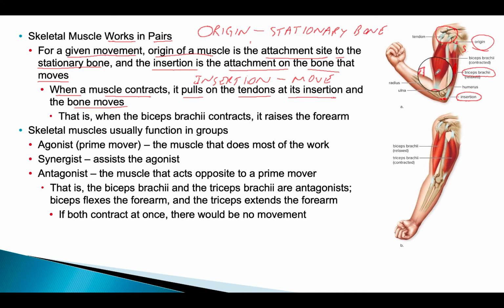When this relaxes, now we could see that it's extended. So this is now the bone being extended over here. So when the biceps brachii contracts, it raises the forearm. That's what's being depicted right over here.